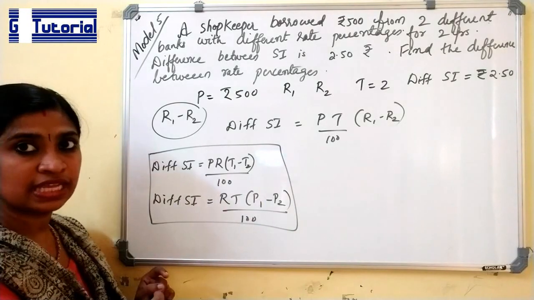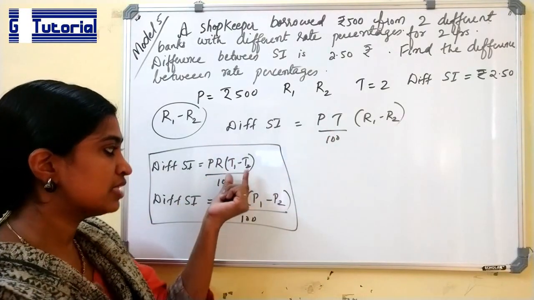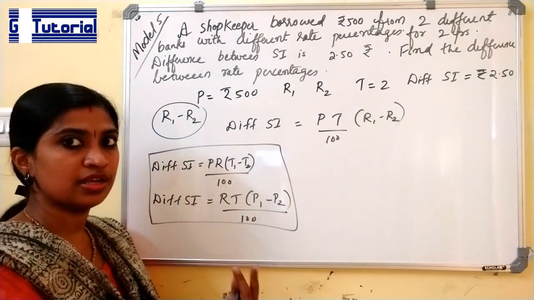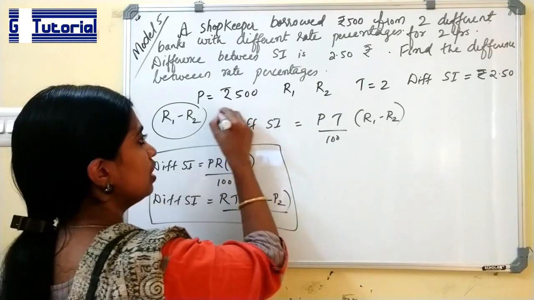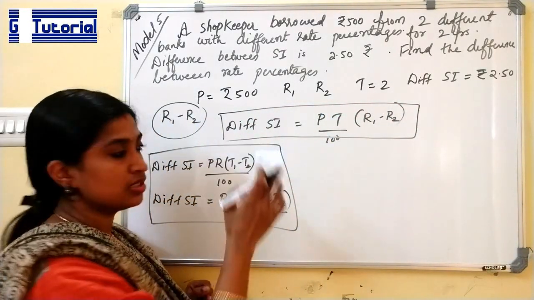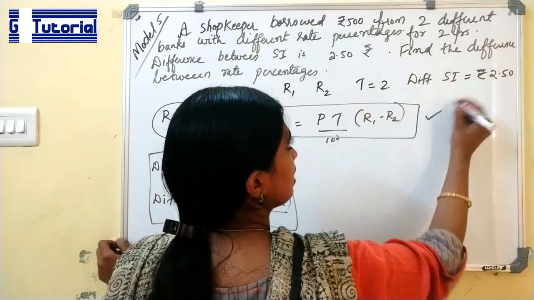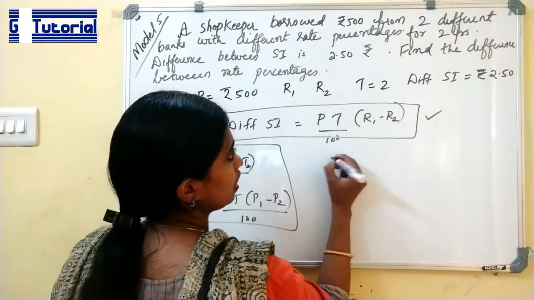Difference between SI is given and some change in either rate, time or principal is what we are asked to find. And the other quantities are given. We are using this formula to evaluate the difference in what is asked. So here we are asked to find the difference in rate percentages. So this formula is used here.